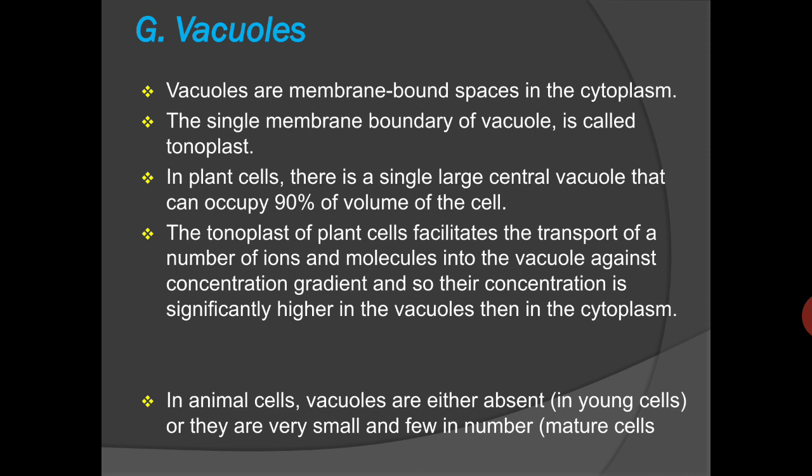The tonoplast of the plant cell facilitates the transport of a number of ions and molecules into the vacuole against the concentration gradient, so their concentration is significantly higher in the vacuole than in the cytoplasm. In animal cells, vacuoles are either absent, or in young cells they may be very small and few in number.